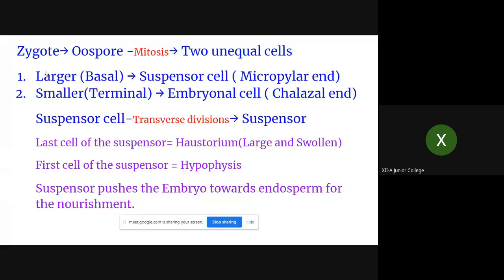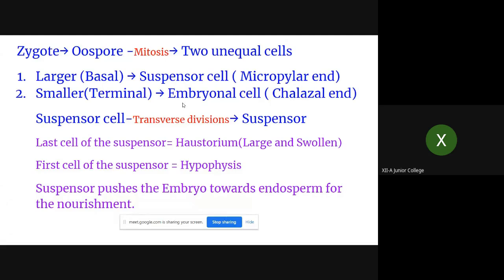The larger cell, also called the basal cell, is called the suspensor cell. The larger cell is towards the base, that means towards the micropylar end. The cell towards the micropylar end is large in size and is called the suspensor cell, initially called the suspensor initial. And the smaller cell, towards the chalazal end, is the terminal cell, called the embryonal cell.